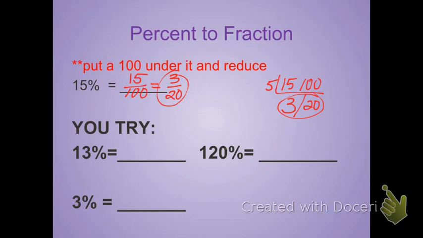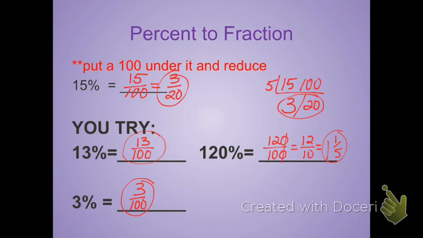All right, 13% is what over 100? 13. Does it reduce? Nope, so we're done. 120% is what over 100? 120 over 100. Does it reduce? Mm-hmm. So we could do 12 over 10 by getting rid of the last 0. Then what does it simplify to? 1 and 1/5. Very good. 1 and 1/5. Okay, and how about 3%? What over what? Good, 3 over 100. That one doesn't reduce either. Okay?